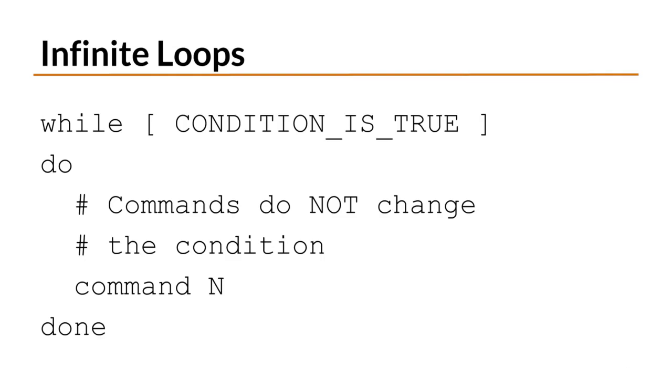If the condition that is being tested always returns true, then the while loop will never exit. If this happens, you'll need to interrupt the script by hitting Ctrl-C if you're running it interactively from the command line. Otherwise, you'll need to use the kill command to kill the process. Typically, when this happens, it's due to a bug and logic error in the script.